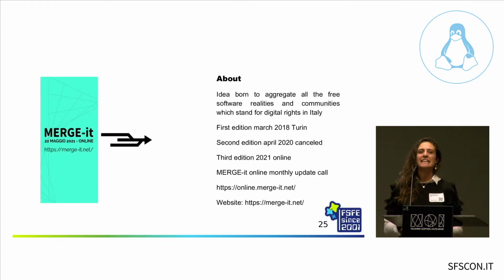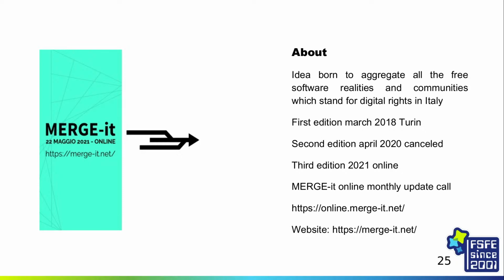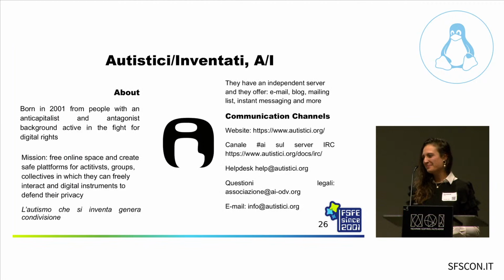Moving on, and still on the topic of aggregation, I want to mention Mergit, which is an idea born to aggregate all of the realities that want to defend free software rights in Italy. They were born for the first time in 2018, and they still continue with a monthly call. So I highly encourage you to look for their Telegram channel and join, so you can also join the call and contribute to the community.